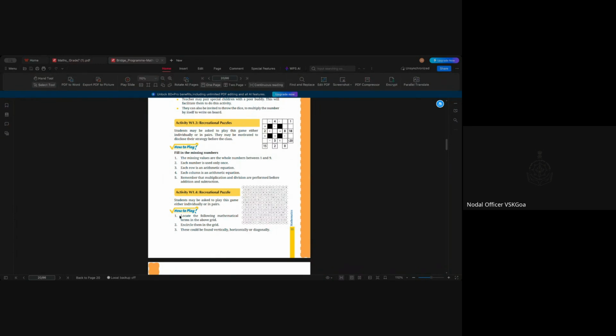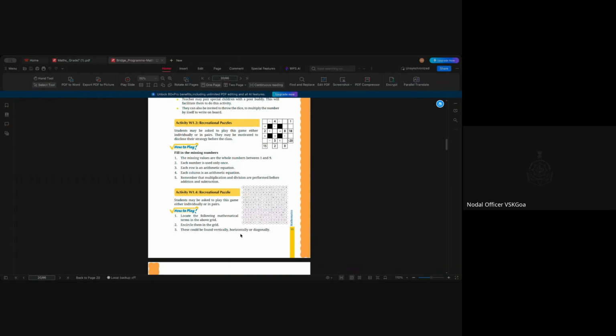Now you see here some things are given. Locate the following mathematical terms in the above grid. So here see the grid is mentioned. Encircle them in the grid. This could be found vertically, horizontally, or diagonally. But if you look at it, you cannot get anything vertically, because things are in the horizontal way and things are in the diagonal way.